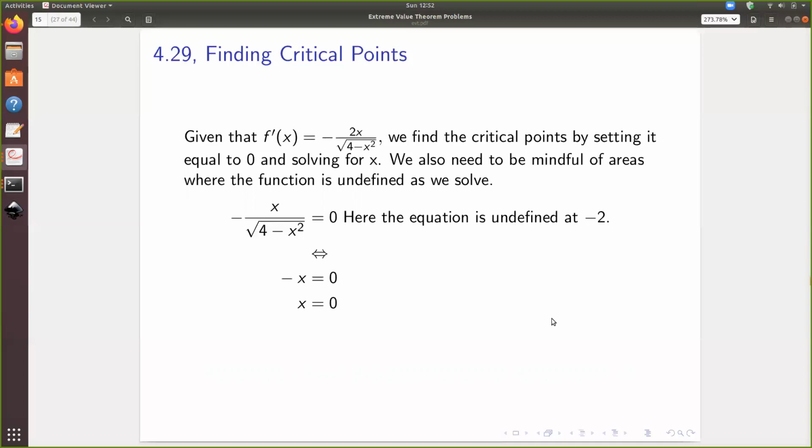Now, let's do some simple simplification. Multiply both sides by the square root of 4 minus x squared, assuming that x is not negative 2. We've already taken care of it. And we get negative x equals 0, and then x equals 0. Not too bad. There's another critical point. So what do we got? We have critical points 0, negative 2, and 1.